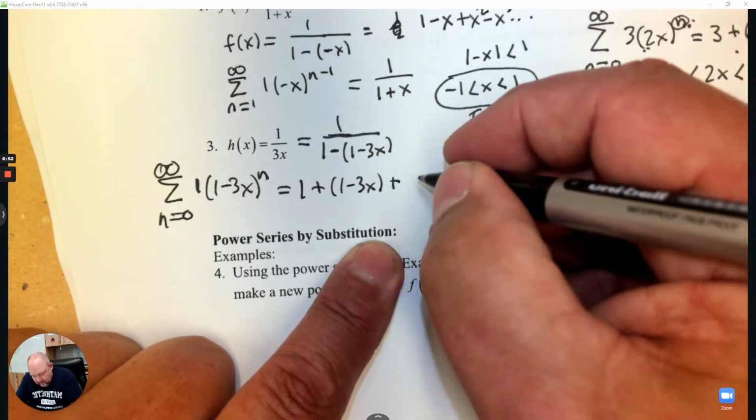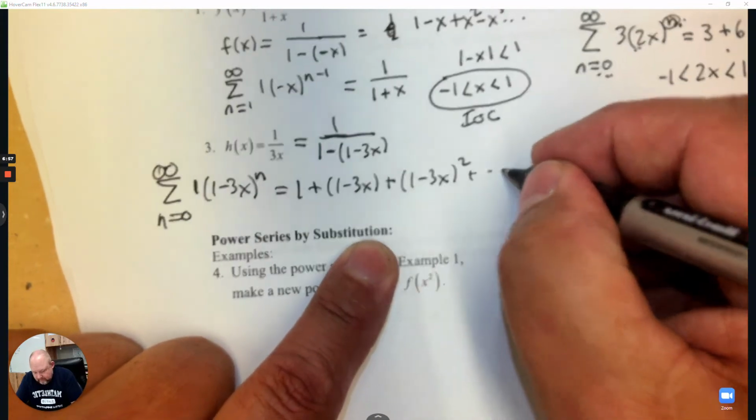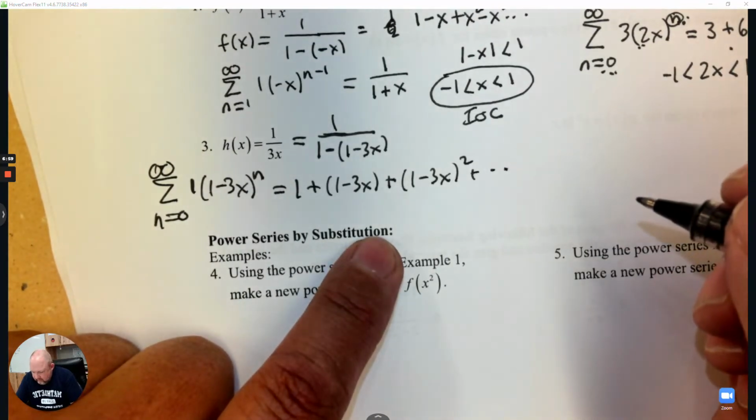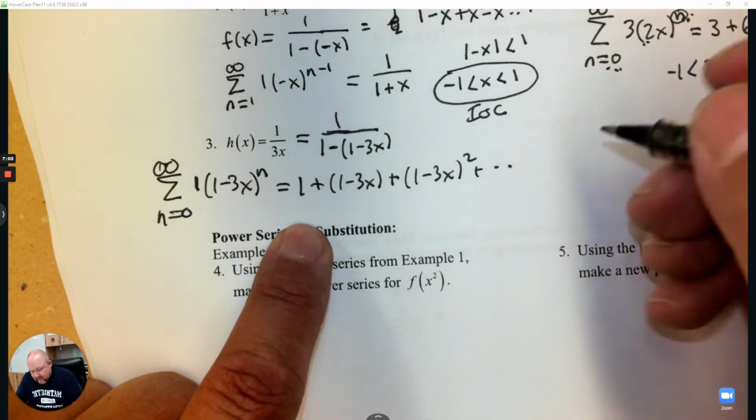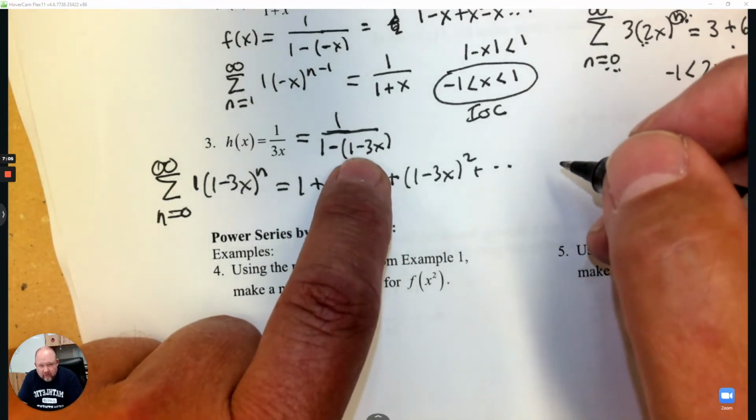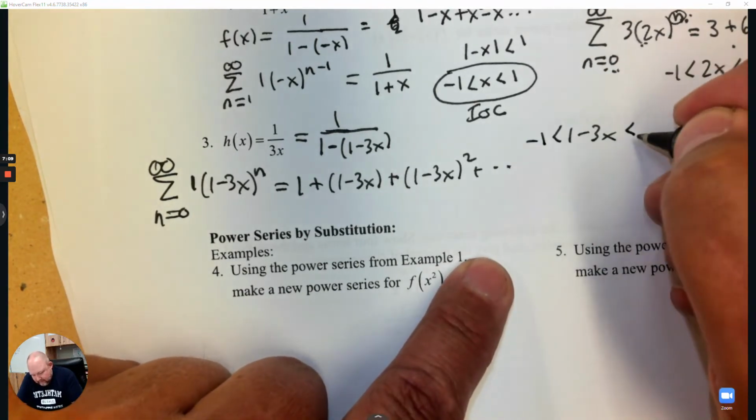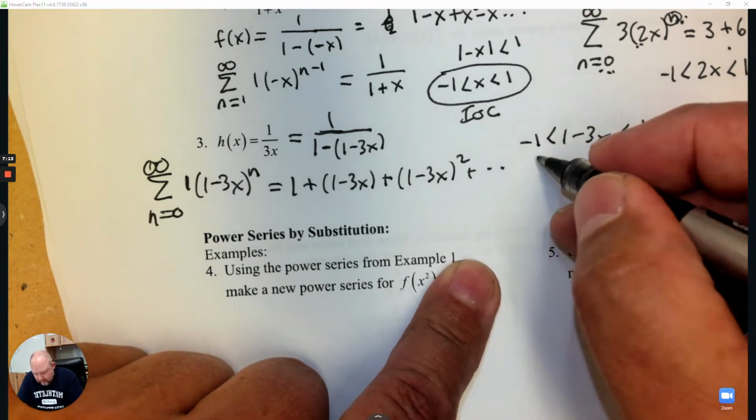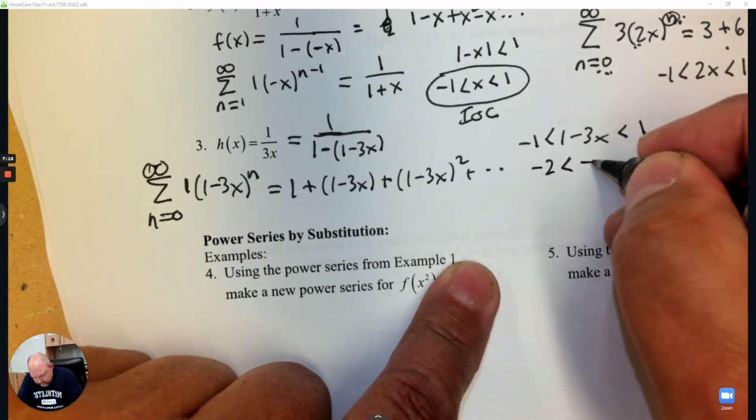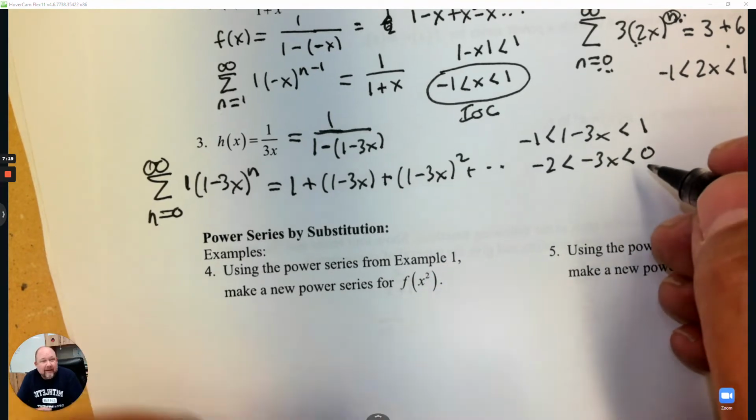If I plug in 2, I'm just going to write 1 minus 3x squared, and so on. So there it is. Take the common ratio, 1 minus 3x. That's going to be greater than negative 1 and less than positive 1, and then solve it. So subtract 1 to both sides. Divide by negative 3.